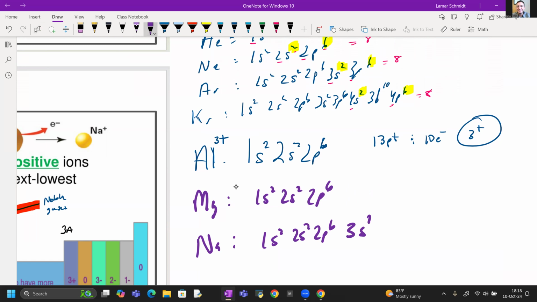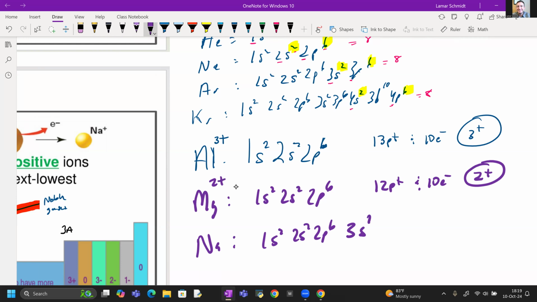So if it lost 2 electrons, that means it has, let's go ahead and do this by the numbers. It has 12 protons, but now it has 10 electrons. That is giving it a charge of 2 plus. So this is a 2 plus charge.